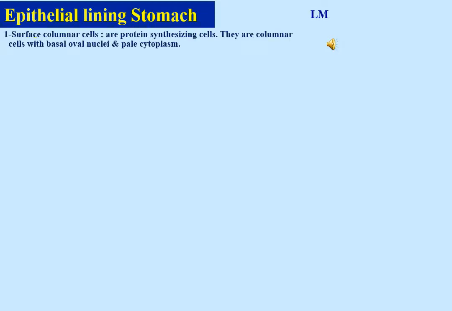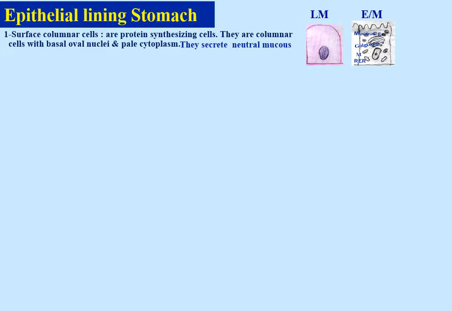Epithelial lining of the stomach. Cells having the characters of protein secreting cells, as surface columnar cells or surface mucous cells, with basal oval nuclei and pale cytoplasm. They secrete neutral mucus, which protects against HCl in the gastric lumen and lubricates the surface.